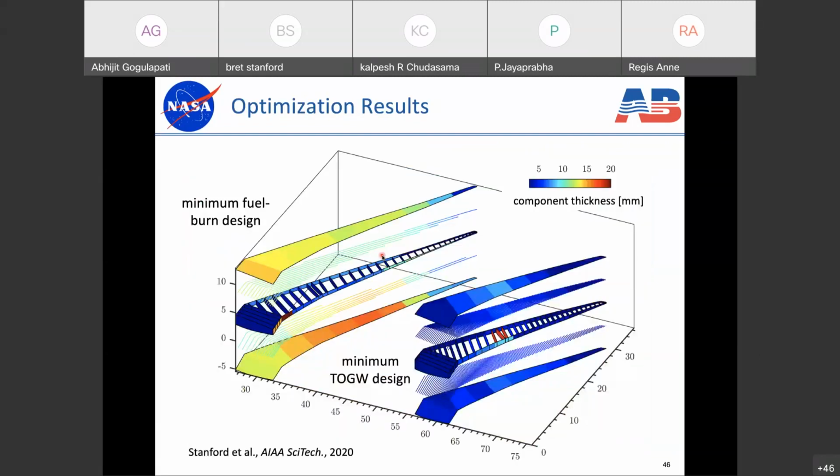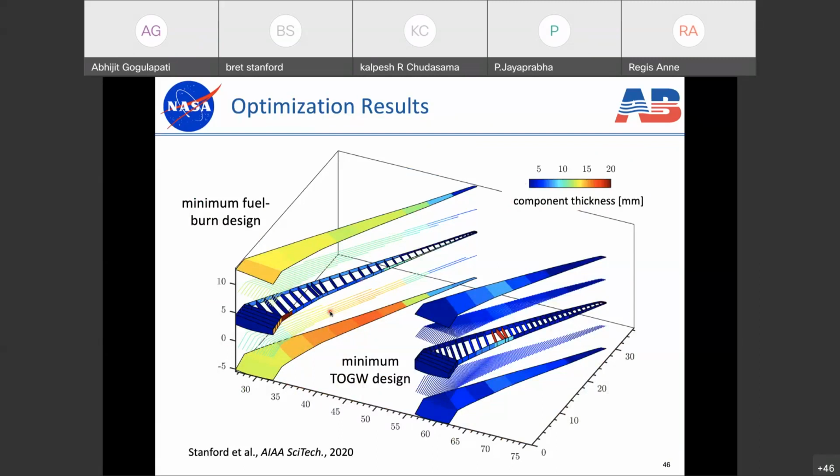So these are some typical results we've got when we've done that. This is a design where we're trying to minimize fuel burn. Minimizing fuel burn is a good surrogate for minimizing drag. So what I'm showing is an exploded view of the topology. We've got the skins on the bottom, the lower skin stiffeners, the webs, the upper skin stiffeners, and the upper skins themselves. And the color is the component thickness.